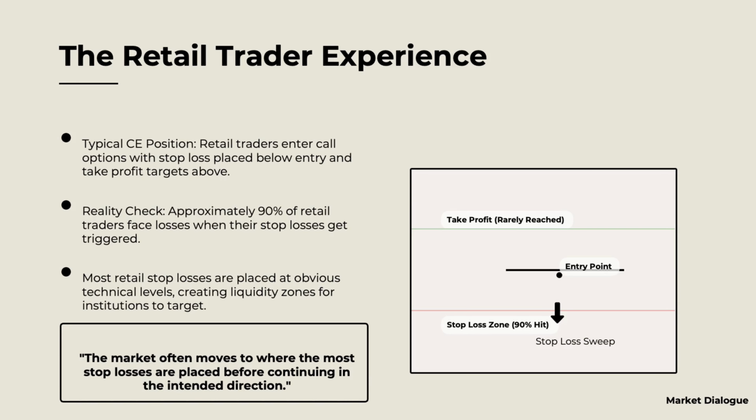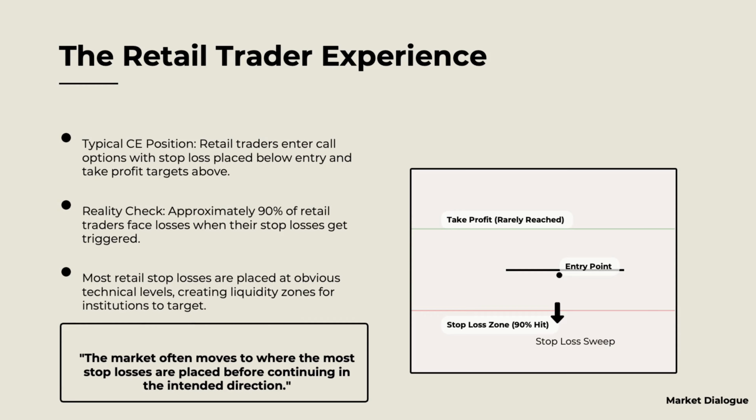Let me paint a familiar picture. A retail trader sees momentum building. Maybe Nifty is showing strength or a stock is breaking out. They enter a call option position, feeling confident. They're disciplined. They set a stop loss below their entry and maybe a take profit target above. What happens next? Look at this diagram. About 90% of the time, that stop loss gets triggered before the real move happens.